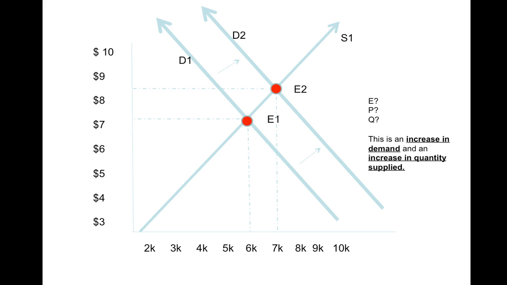We call this an increase in demand and an increase in quantity supplied. We increase the demand because the curve is moving, and we increase the quantity supplied because we are moving along the supply curve, and the supply is increasing. So this is an increase in demand and an increase in quantity supplied.